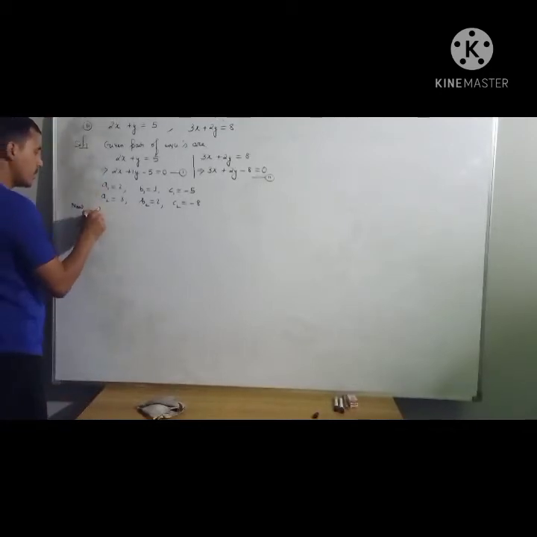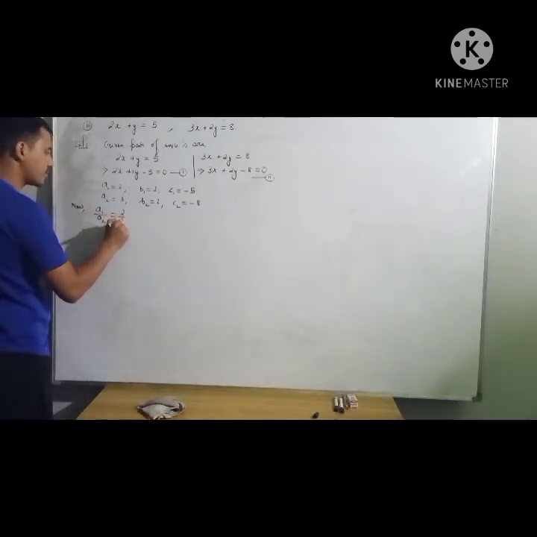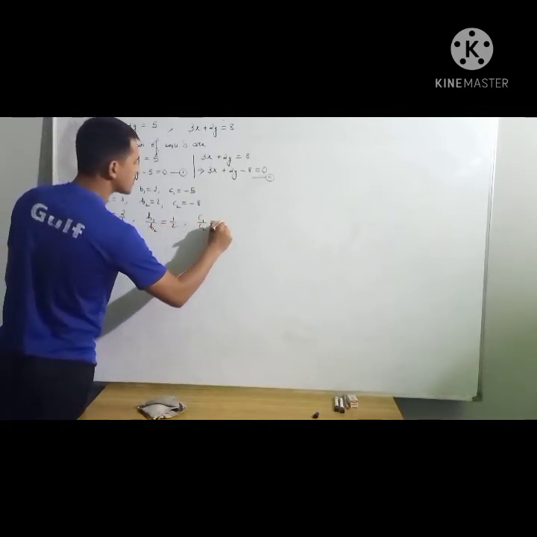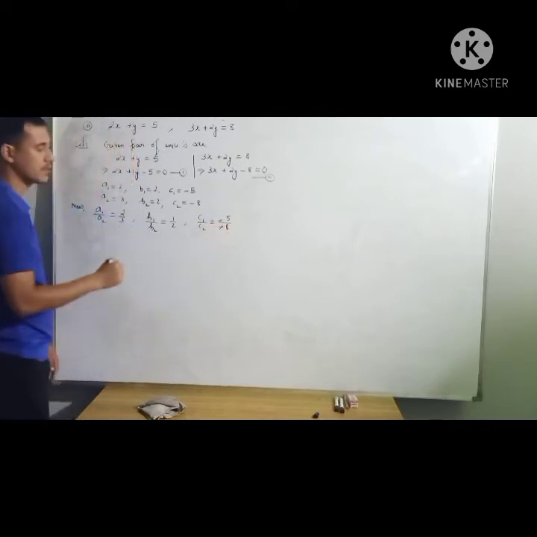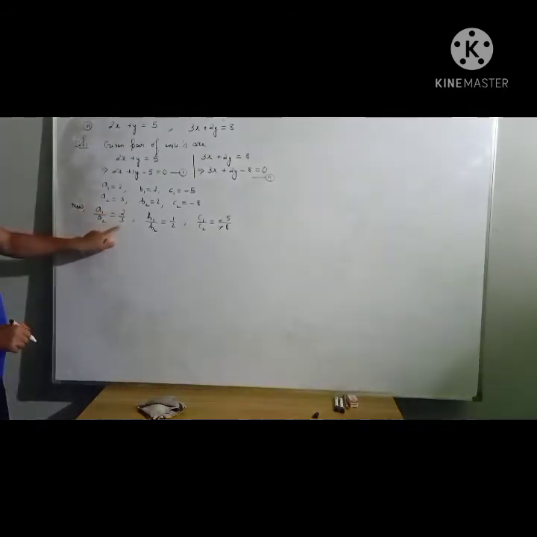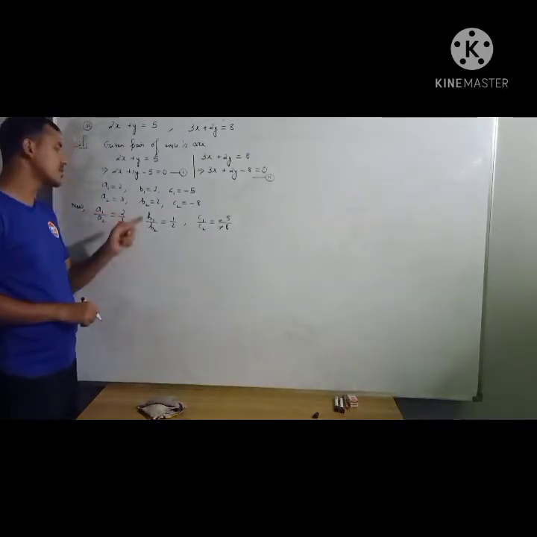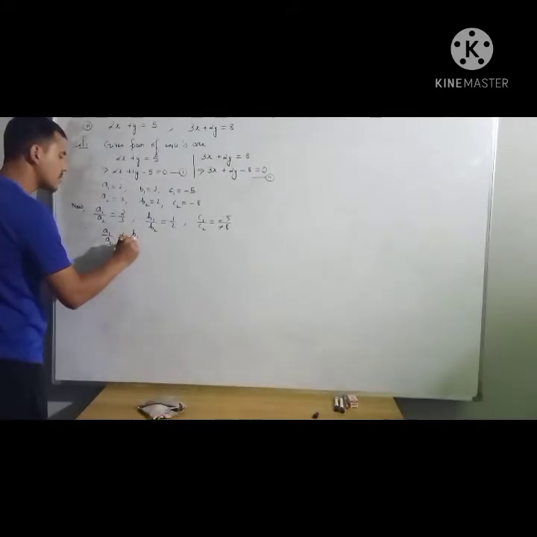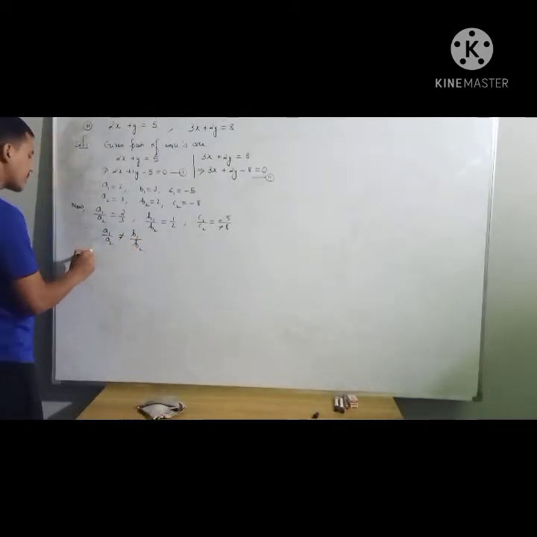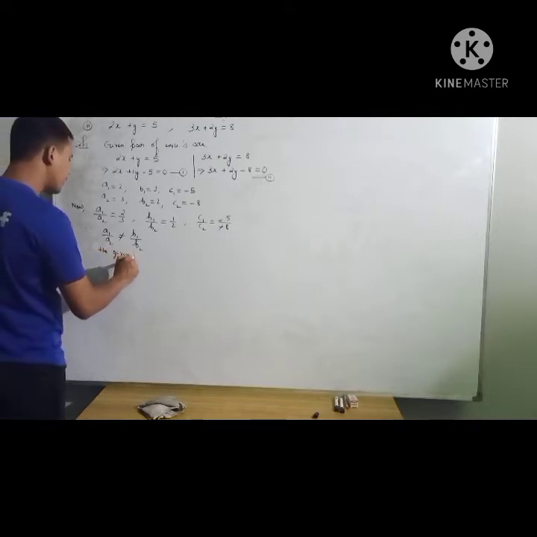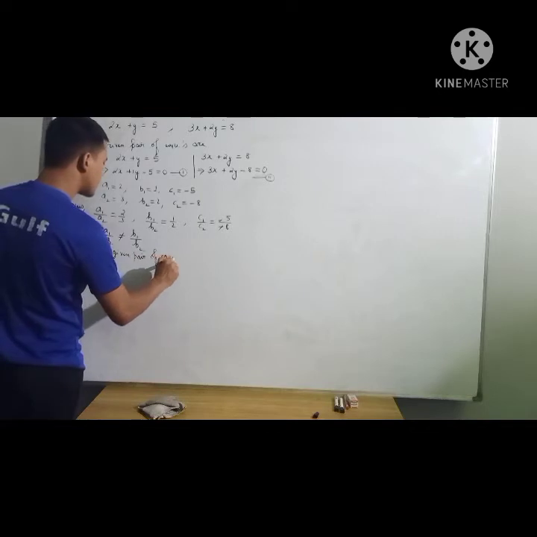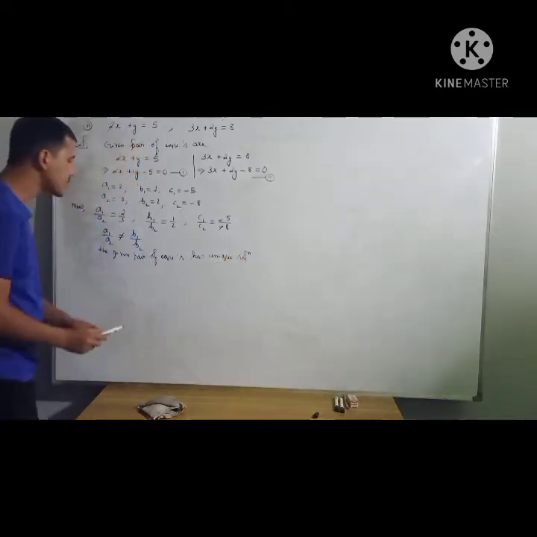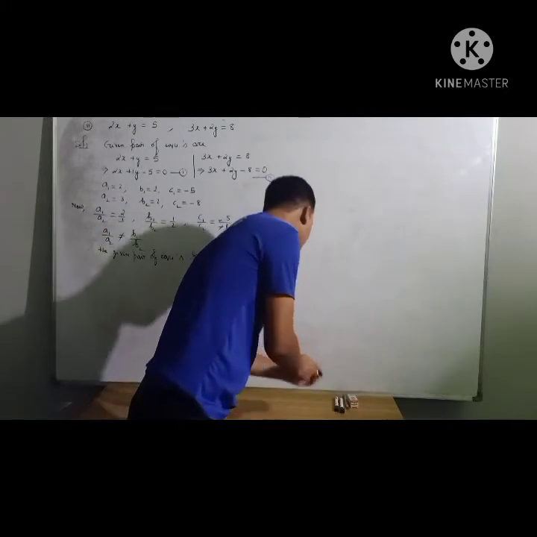Now let's compare. a1/a2 is 2/3. b1/b2 is 1/2. c1/c2 is -5/-8. Here minus minus cancel. Your first ratio is 2/3 and your second ratio is 1/2. 2/3 is never equal to 1/2. So since the first ratio is not equal to the second ratio, the given pair of equations has a unique solution, and hence we can find it by using the cross multiplication method.